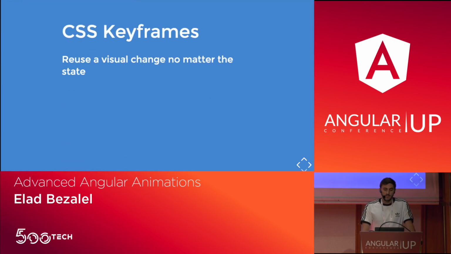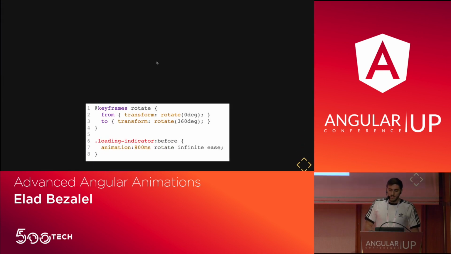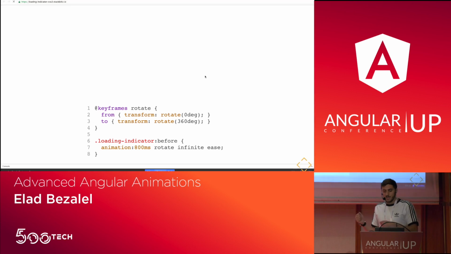And let's talk about CSS keyframes. It's a way to reuse those visual changes, no matter the state of the component. So let's say I have a rotation animation that goes from 0 degrees to 360 degrees, and I have this loading indicator that keeps rotating forever until, let's say, the page is loaded. So here's the example of a loader that is rotating and has an ease function.